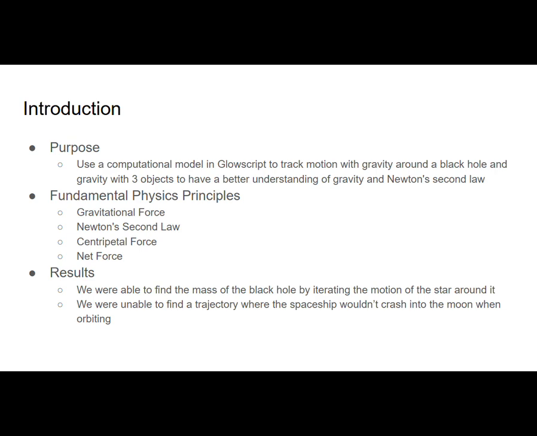In the end, we were able to find the mass of the black hole by iterating the motion of the star around it, but we were unable to find a trajectory for the spaceship such that it wouldn't crash into the moon when orbiting.